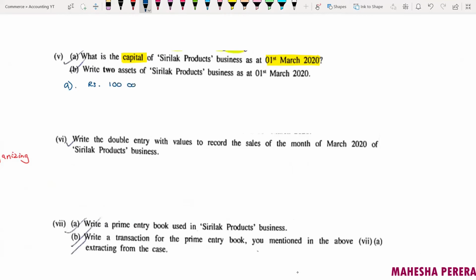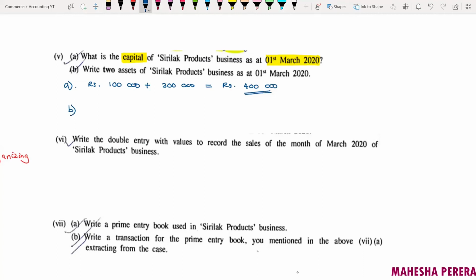100,000 cash plus 300,000 worth of lorry equals 400,000. And this is your answer, final answer. So let's draw double lines for the answer, right?